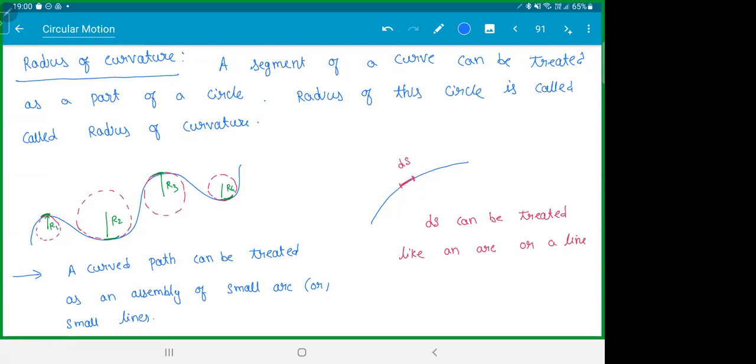Have a look at this. Clear? Next one. Any doubts on this? So how do you find this radius of curvature? There are two ways you can do this. One is physics and one is more mathematical. Let's see the first part.